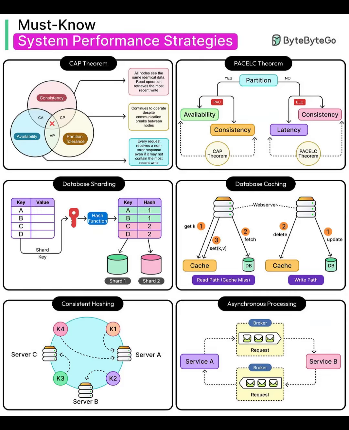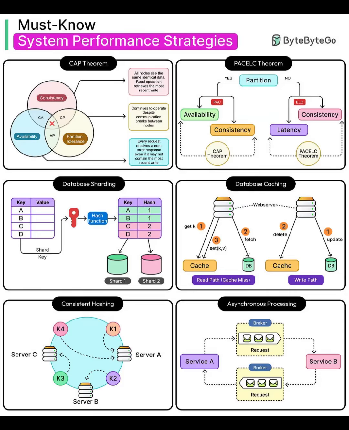Moving to the middle row, database sharding. Sharding is about splitting your data across multiple physical databases based on a key, so each node holds only a subset of the total data. A hash function takes the key and decides which shard it belongs to. This lets you scale out horizontally instead of trying to run everything on a single monster database instance. Of course, once you shard, you now have to think about cross-shard queries, resharding when you add capacity, and making sure your shard key doesn't create hotspots.